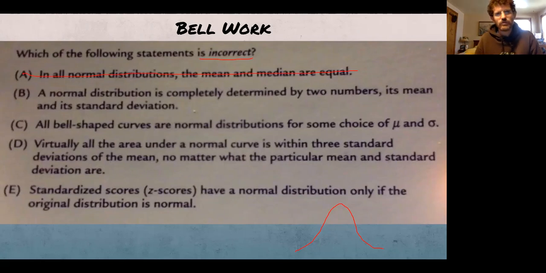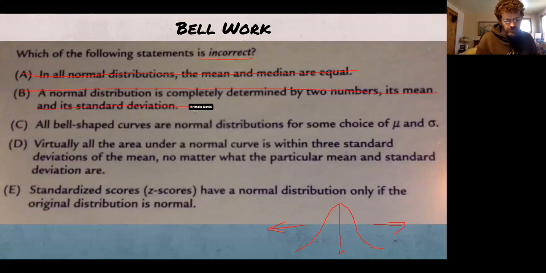Okay, a normal distribution is completely determined by two numbers, its mean and its standard deviation. All right, the mean will determine for this normal distribution where it is located left and right. It could shift left and right depending on where the mean is. But the spread itself will be determined by the standard deviation. So you could have a spread that looks like this. It could look more like this. And that's going to be determined by the standard deviation. So those two numbers will basically confirm what the shape and location is. So that is correct. Those are the only two numbers we need.